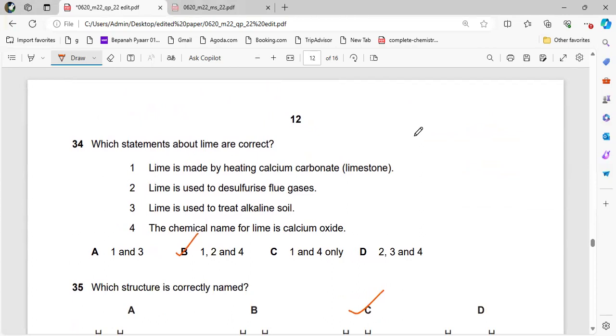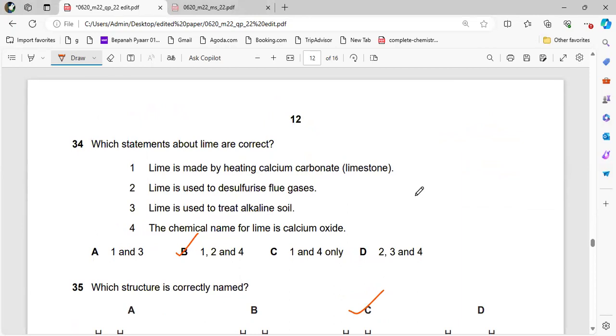Lime is made by heating calcium carbonate. It is true. That is, when it is decomposed, we get CaO, calcium oxide. Lime is used to desulfurize flue gases. It is true. Calcium oxide is used for desulfurizing flue gases to remove sulfur from the gases.